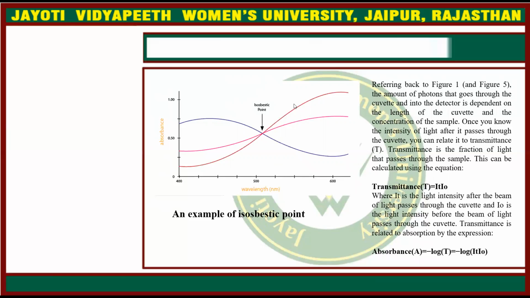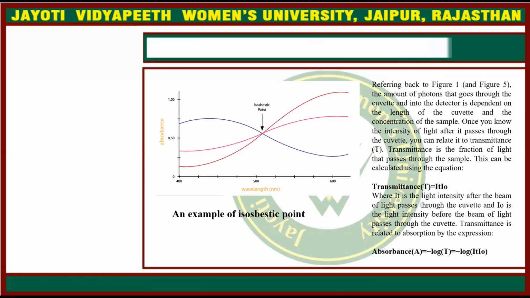Referring back to figure 1, the amount of photons that goes through the cuvette and into the detector is dependent on the length of the cuvette and the concentration of the sample. Once you know the intensity of light after it passes through the cuvette, you can relate it with the transmittance, and transmittance is the fraction of light that passes through the sample. This can be calculated by the transmittance T = I_T / I_0, where I_T is the light intensity after the beam of light passes through the cuvette, and I_0 is the light intensity before the beam of light passes through the cuvette.